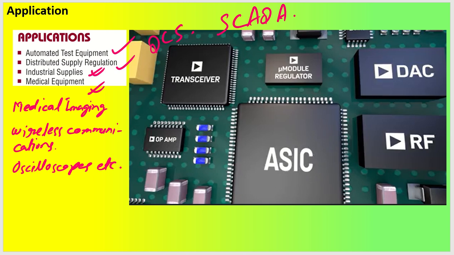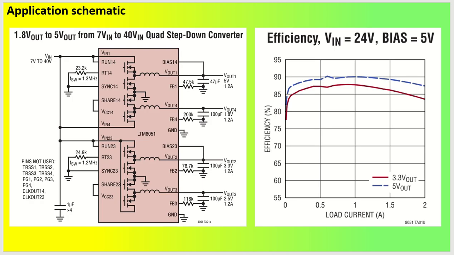Now coming back to the typical application schematic. If you see, we have 1.8 volt output to 5 volt output, set from 7 volt input to 40 volt input. And we have a quad step down converter. So let us say we are going to give input here 12 volt. Generally, 12 volt input is a standard input supply that is there.